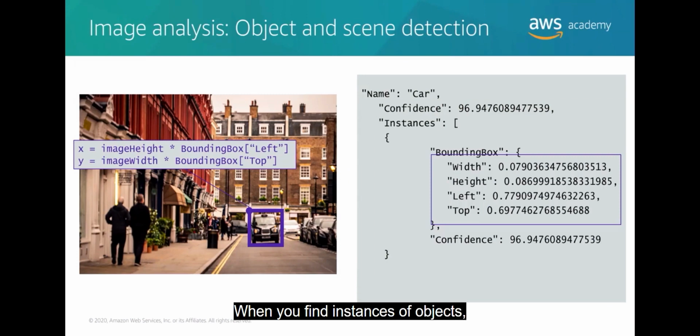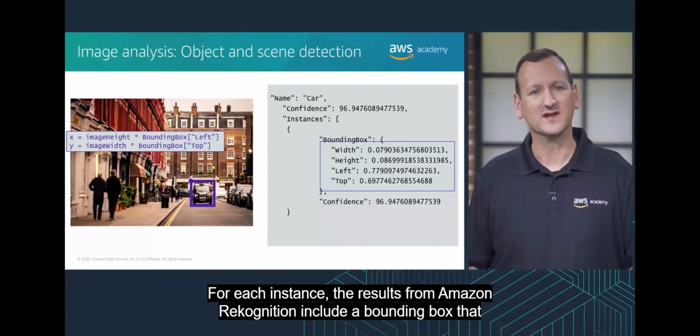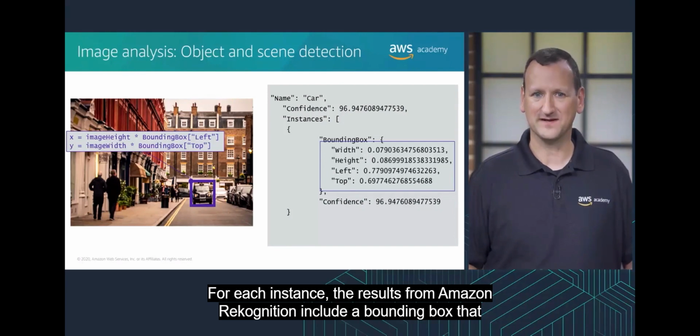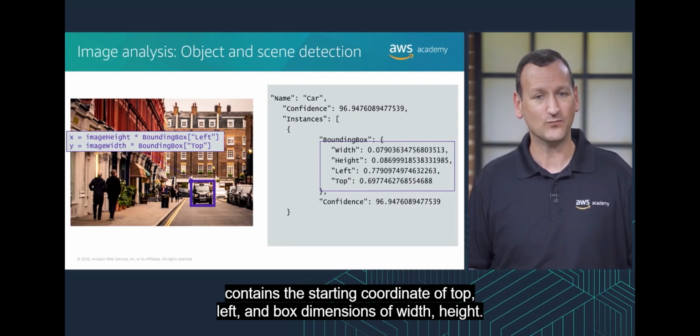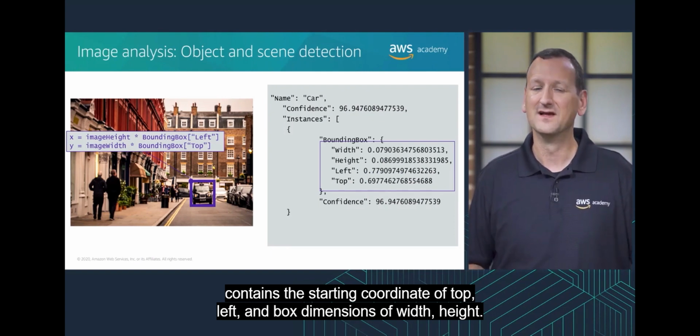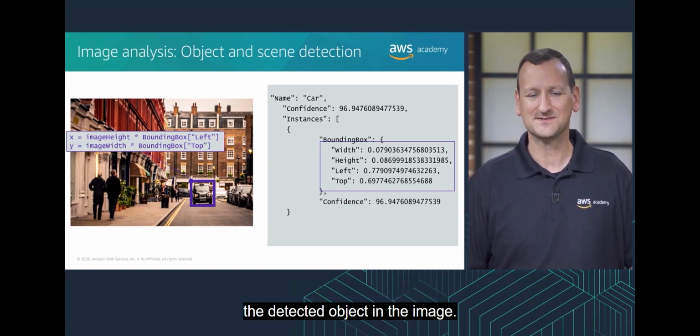When you find instances of objects, you need to understand where the detected object is in the image. For each instance, the results from Amazon Rekognition include a bounding box that contains the starting coordinate of top, left, and box dimensions of width, height. Like the example, you can use this information to determine the location of the detected object in the image.